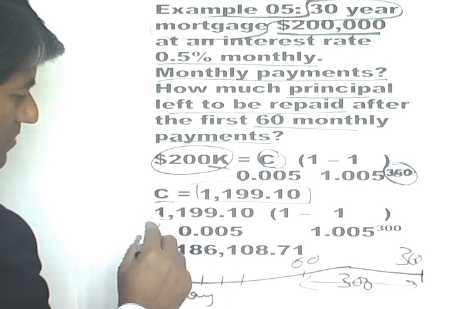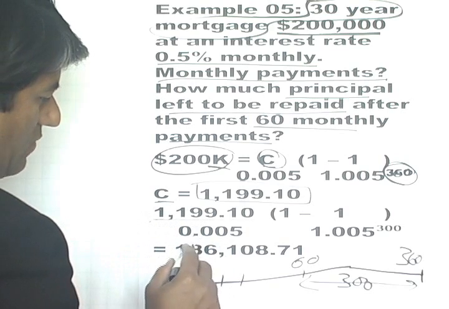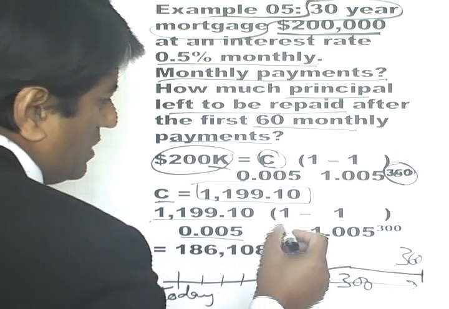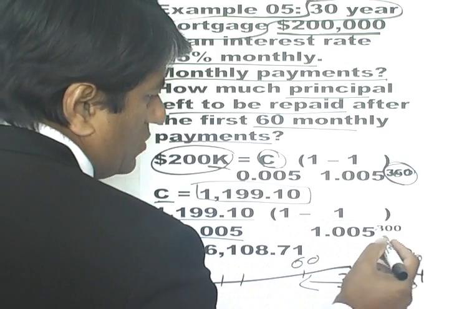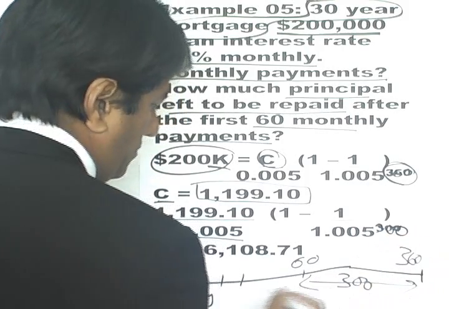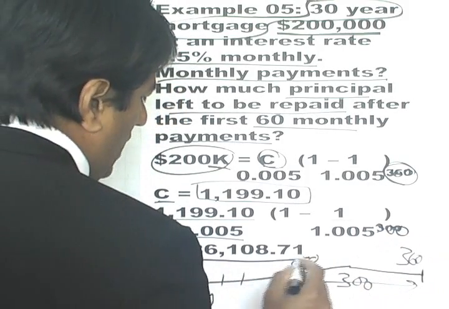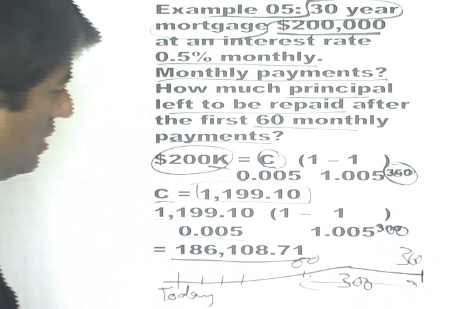You divide the monthly payment, $1,199.10, by the rate of interest, into 1 minus 1 divided by 1.005 to the power 300, and you get the answer to be 186,108.71.